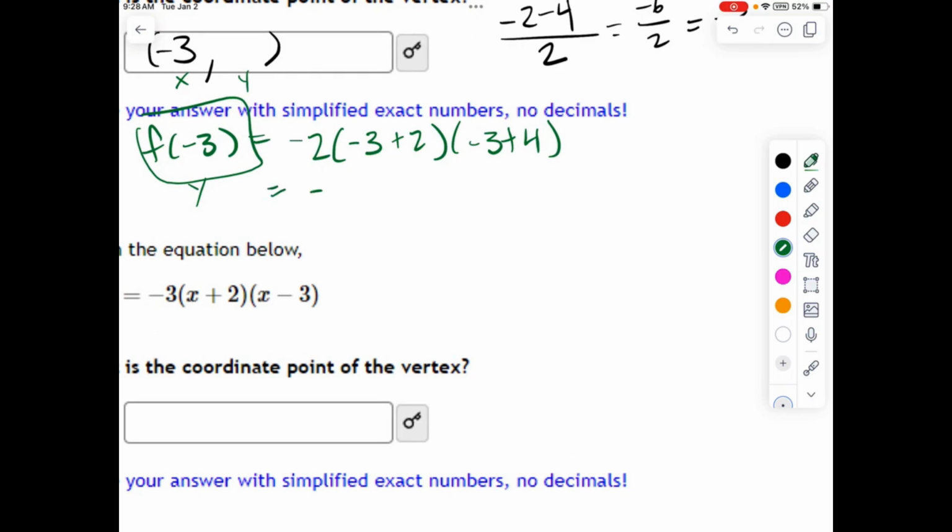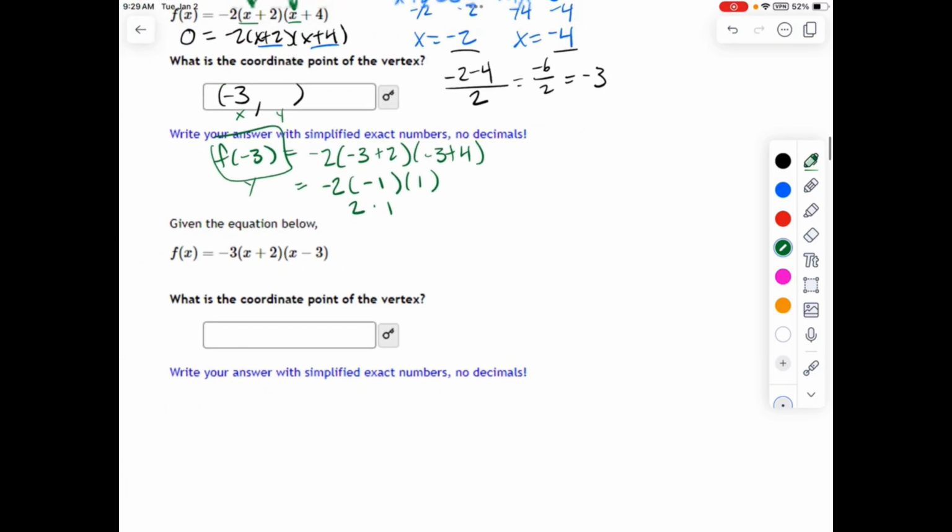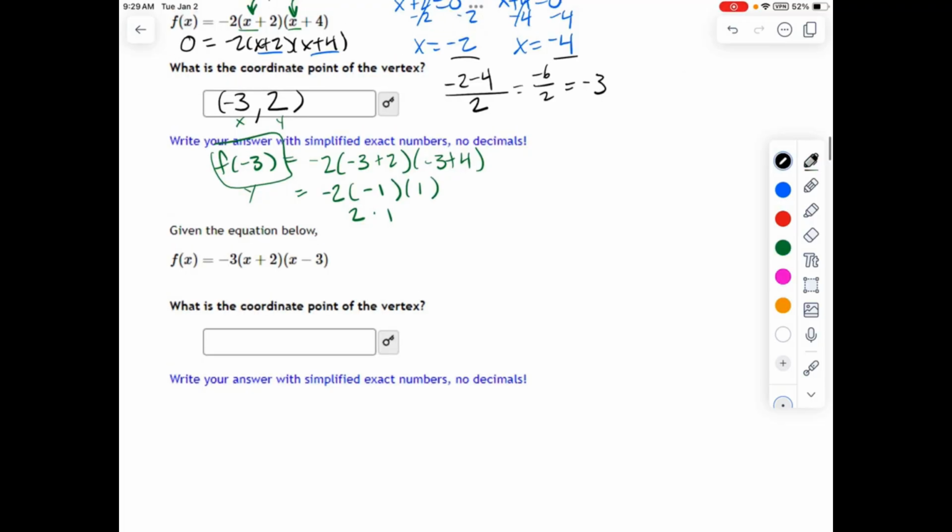Alright, now keep the operations. It's in parentheses, so that should be negative 1. Negative 3 plus 4 is 1. What operation is between these? Multiplication. Multiply them. Do not add. You're multiplying these together. So negative 2 times negative 1 is 2. Times 1 is 2. Right? So just simplify it all the way down. You plugged in negative 3. You got back 2. There's your vertex.